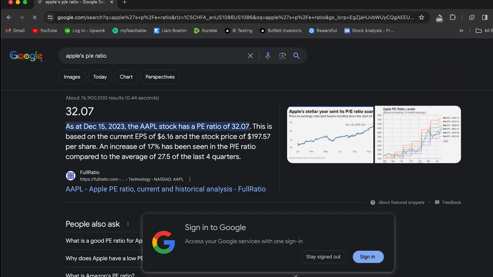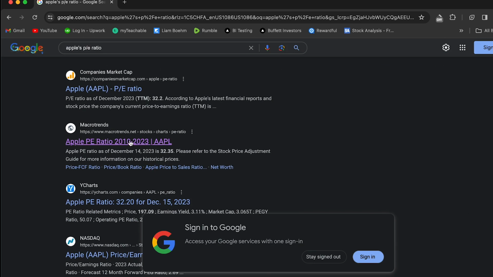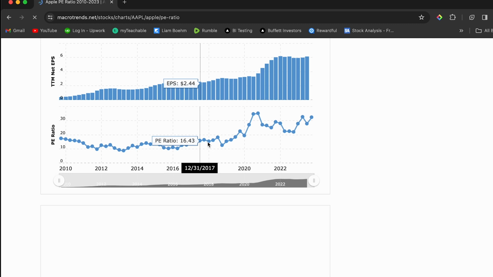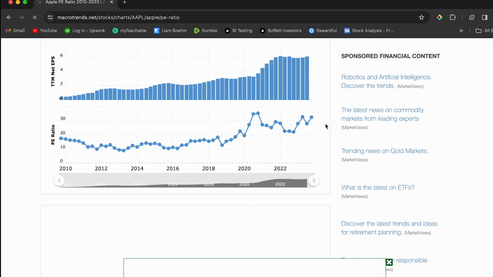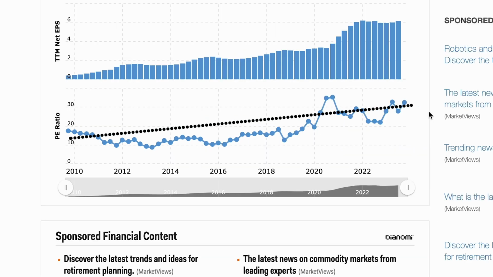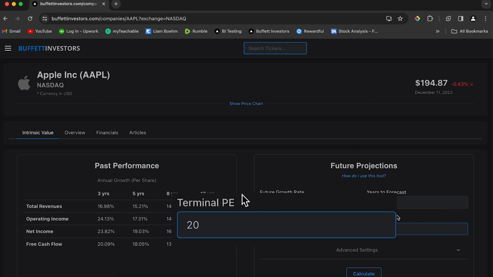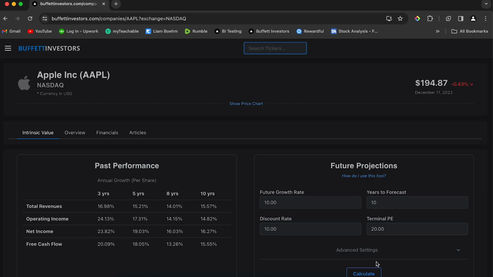If you want, you can check this over by looking at the historical PE ratio of the stock, then see what is the average and what may this look like in 10 years' time. Will it be at the average still? I'm going to decide to keep this number at 20 though. That's all we need. Click calculate.